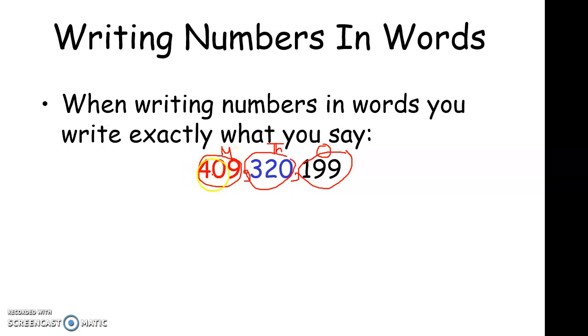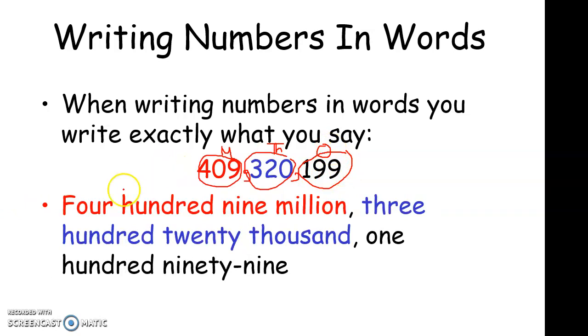So we have to say 409 million. Don't forget to say the family. Then, how do we read these 3 numbers together? 320. In which family? Thousand. So you have to say 320,000. Then, how do we read these 3 numbers together? 199. I can't say 199 ones. The ones family, we will skip it. So, 409,320,199.